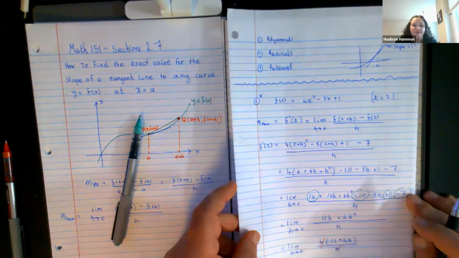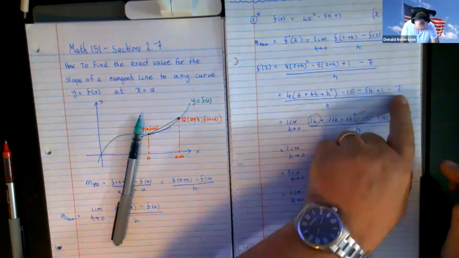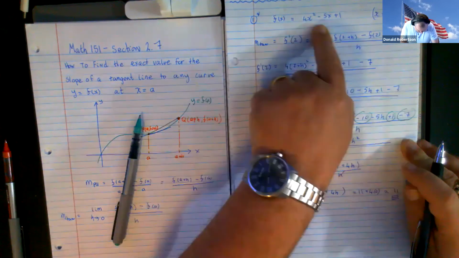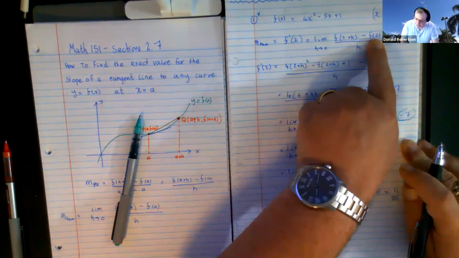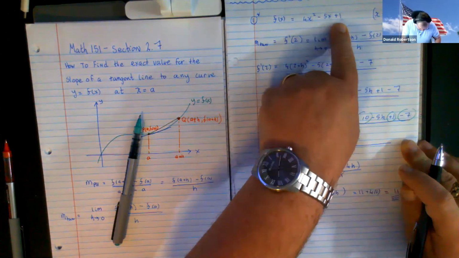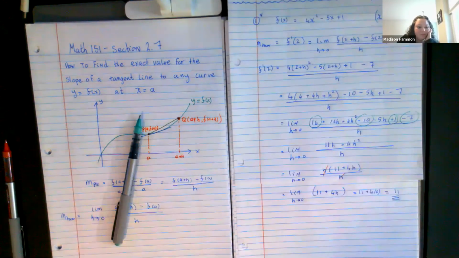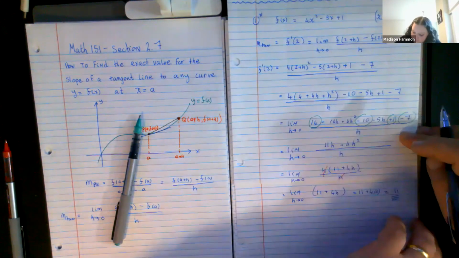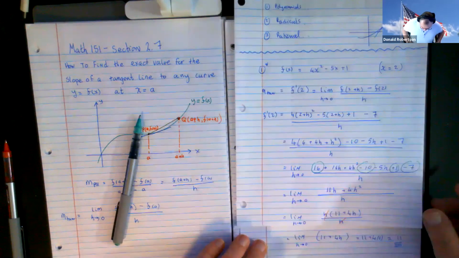Where did you get the 7 when you started doing that? The 7? Yeah, I found the value of the function at 2. I found essentially what f of 2 is. So I went 4 lots of 2 squared, take away 5 lots of 2 plus 1. And I had to do it a couple of times because I don't trust my mental arithmetic. Okay, sounds good.